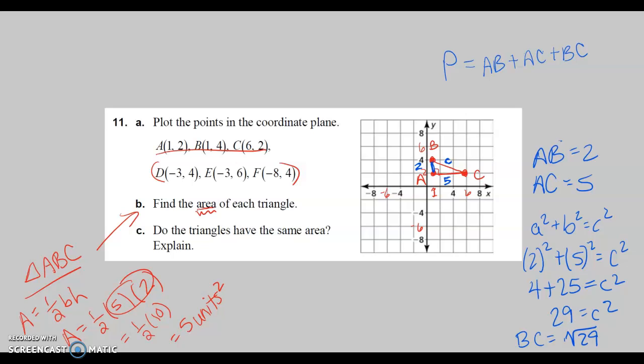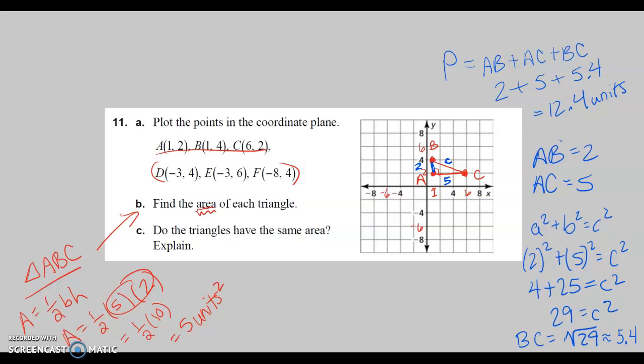Ultimately, yes, I'm stalling. The square root of 29 is about 5.4. Now, the directions on the quiz said to round to the nearest tenth. I noticed people were getting that wrong only because they were typing in the wrong number. So please be careful. You would say, okay, I have 2 plus 5 plus 5.4. So the perimeter is 12.4 units.